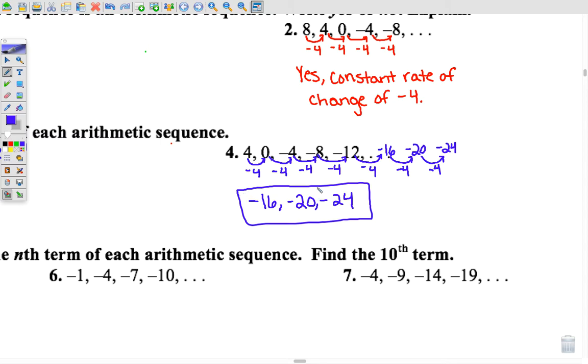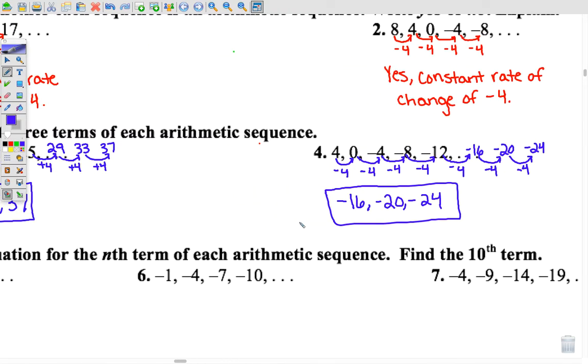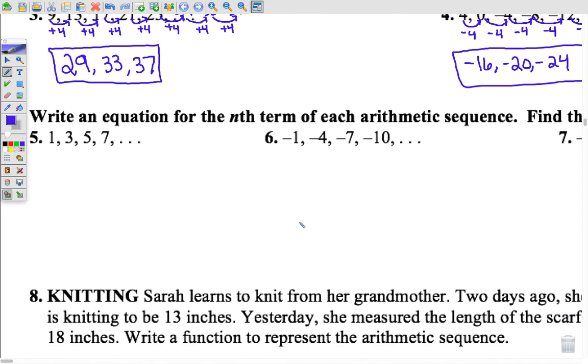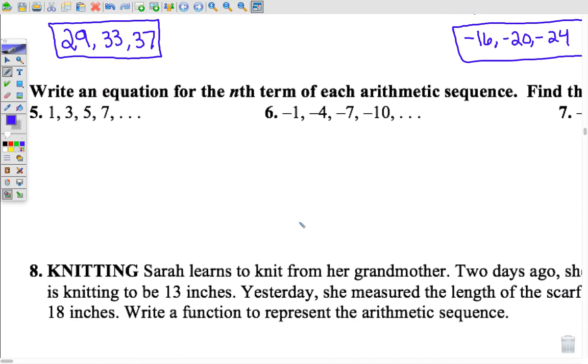Okay, so now the next little section. So here's where it gets not too complicated because I'm going to show you an easier way to do this. But for these next 3, we're going to write an equation for the nth term of each sequence, and then we're going to find the 10th term. So we have 2 things we have to do here. One, we've got to write an equation. The second one, we've got to find out what is the 10th term. Okay, so let's go ahead and start with number 5.